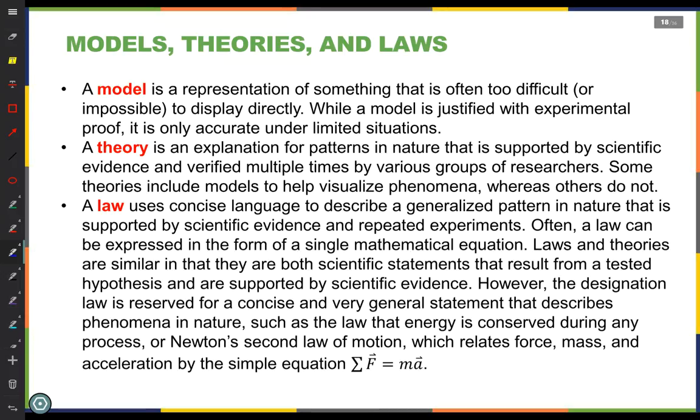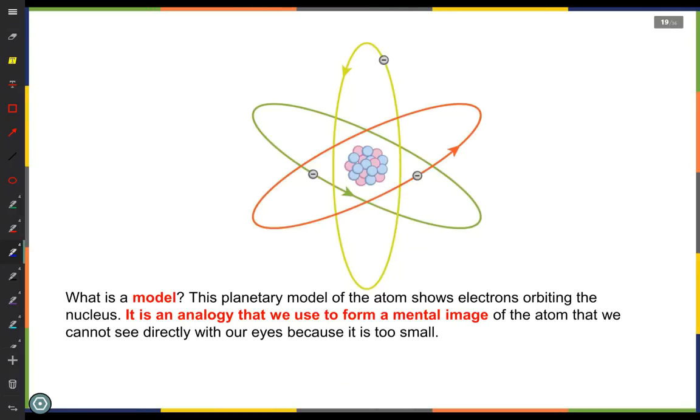Certain theories can be called laws. If you can put it in a simple equation and it's generally true in a broad range of situations, like Newton's second law, the net force on an object is equal to the mass of the object multiplied by its acceleration, then we give it the name law. So three words there: model, theory, and law.